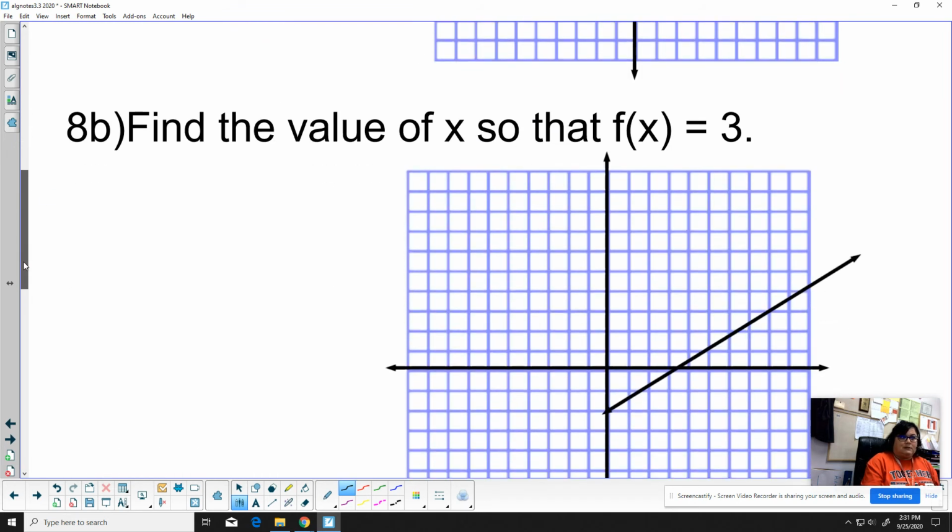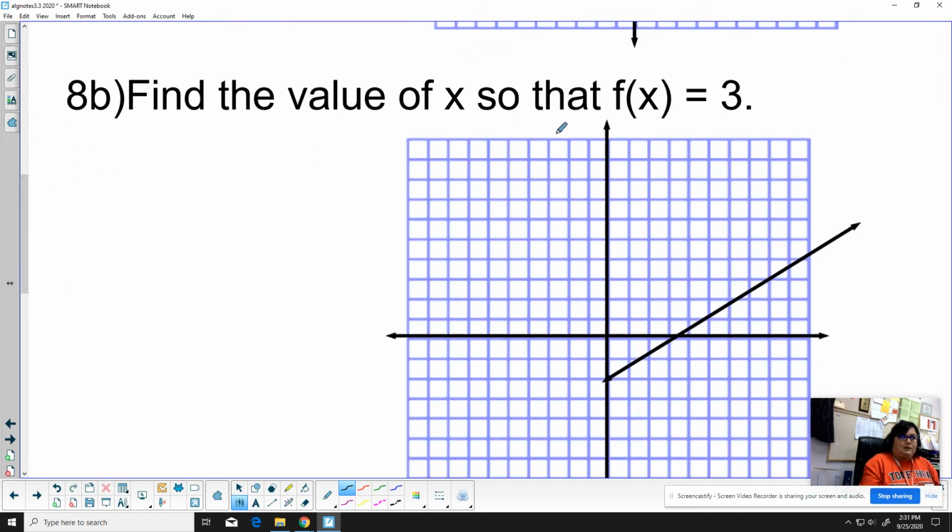Okay, so let's do the next one. Same thing. It says, find the value of x so that f of x equals 3. Well, that's the same as y equals 3. So I want to know the point where y is 3. So I go up to 3, 1, 2, 3, and I go over right here. Whatever this point is going sideways is my x. So 1, 2, 3, 4, 5, 6, 7, 8. So 8 is the answer.